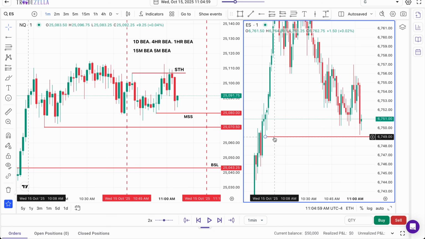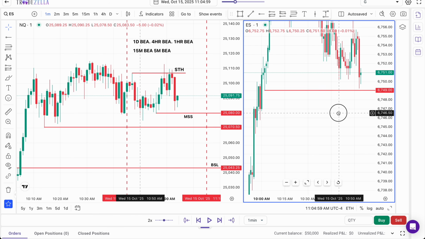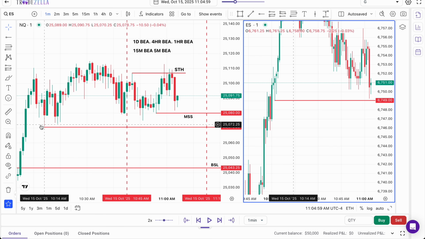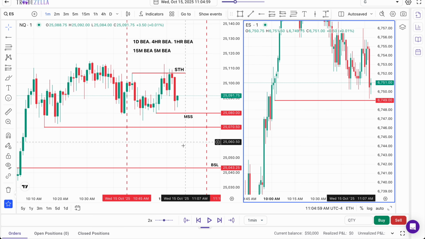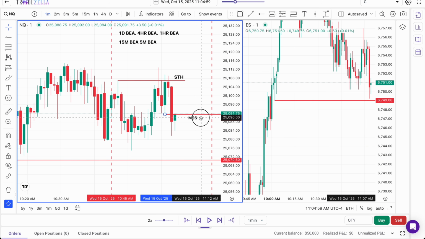This here would be a point of minor sell side. So for example, if ES was to take this low, then that would invalidate the trade, or even this low. Same goes for this point on NQ. If this was to be taken with the shift, then it would invalidate the trade. So as you can see here on NQ, we have now shifted market structure below the previous low.